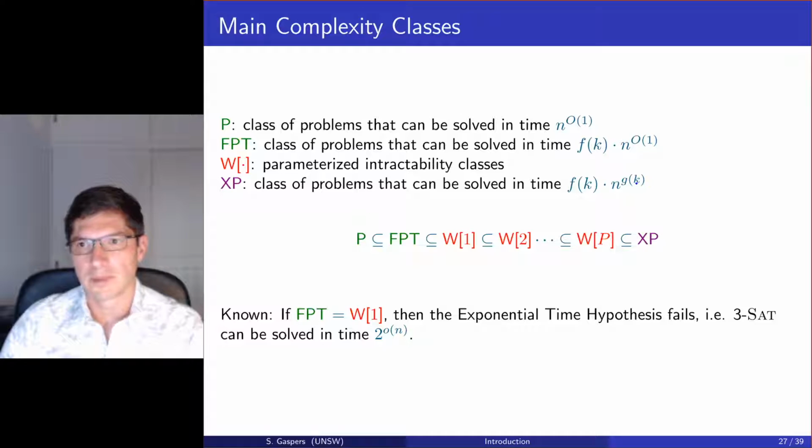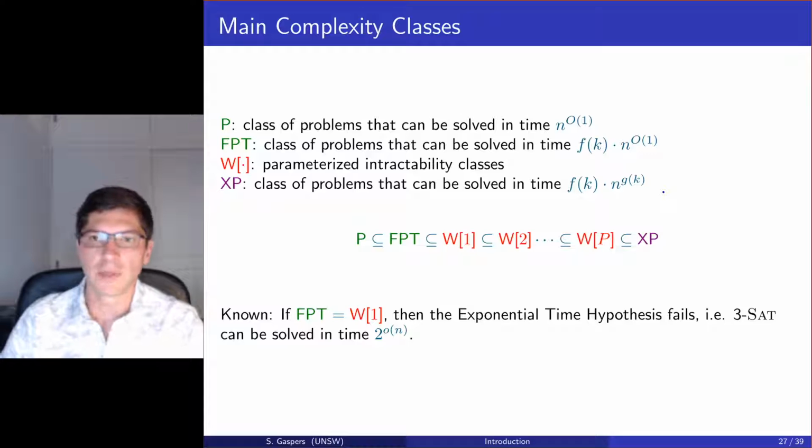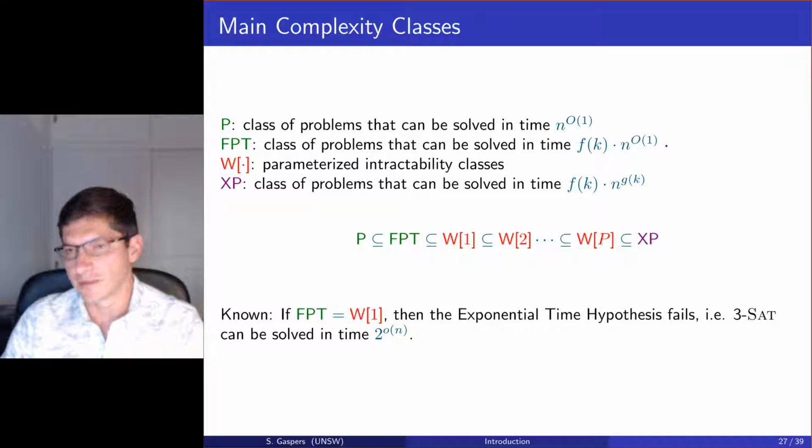But since the constant in the degree of the polynomial depends on k, it doesn't give us a very nice running time. When k becomes larger and larger, when k equals 20, usually this gives us prohibitively large polynomial running times. So that's why FPT is much nicer, because here the degree of the polynomial doesn't depend on k.